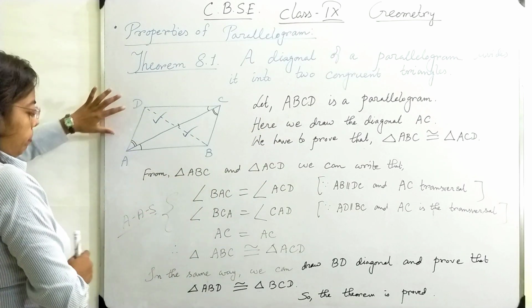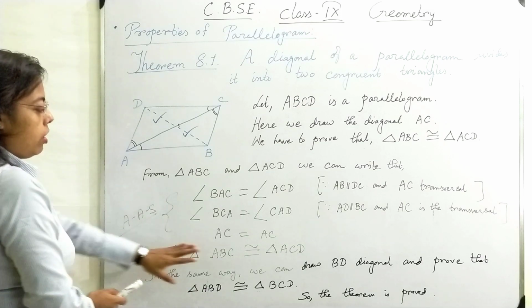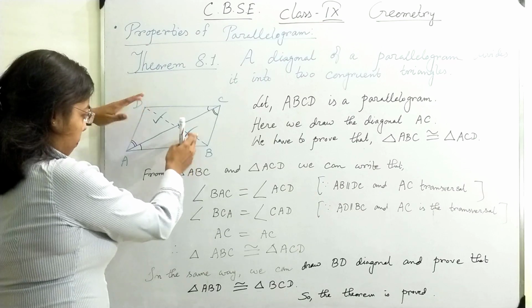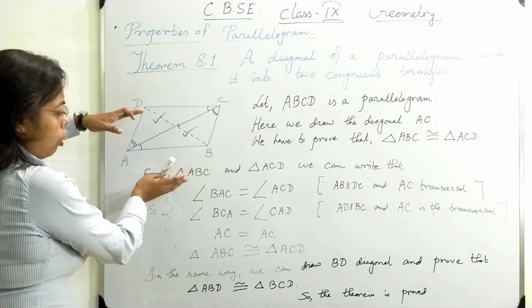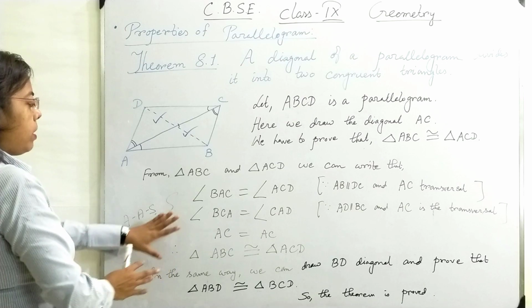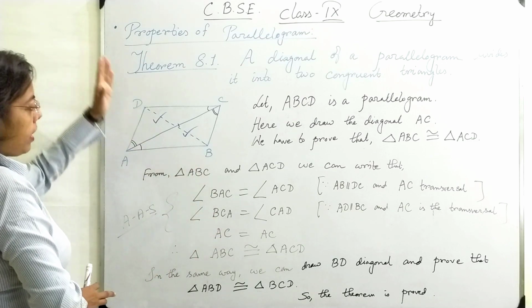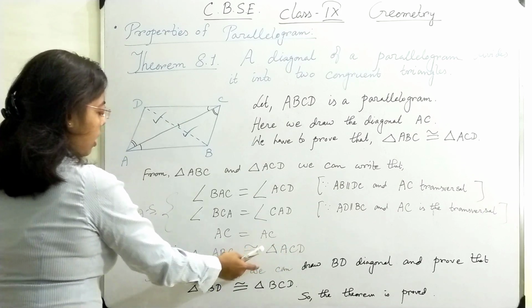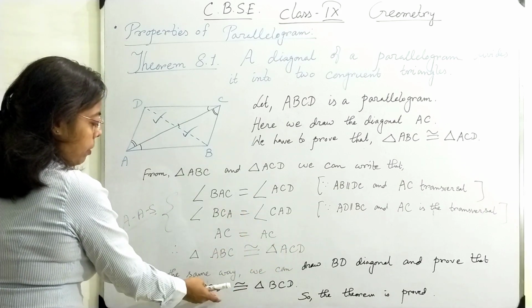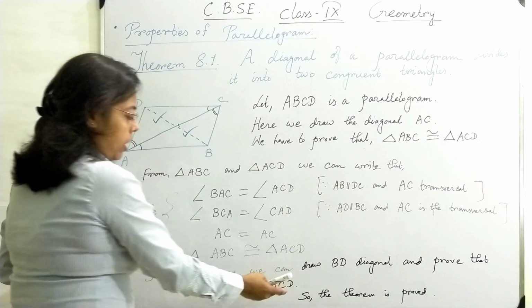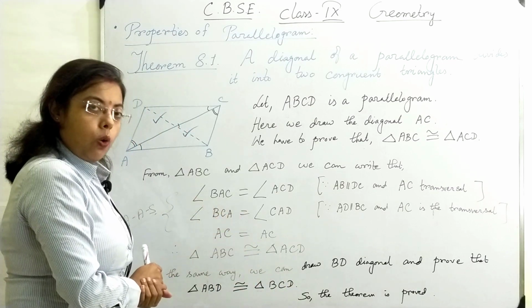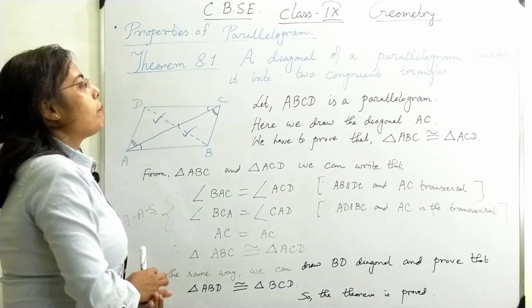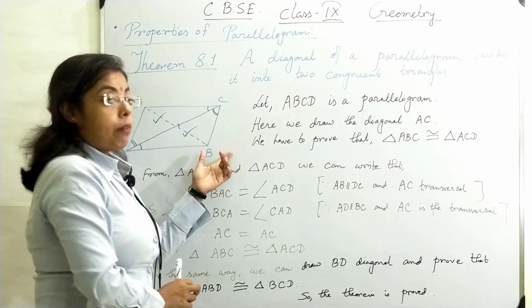Okay, and in the same way you can draw BD. अगर तुम BD diagonal को ड्रॉ करते हो तो उसके बाद इसी उपाय से ही तुम ये कह सकते हो कि जिस तरह ये दोनों ट्रायंगल आपस में कॉन्ग्रुएंट हुआ था उसी तरह ट्रायंगल ABD और ट्रायंगल BCD भी एक दूसरे के कॉन्ग्रुएंट ही होगा। Okay, so this is the first theorem.